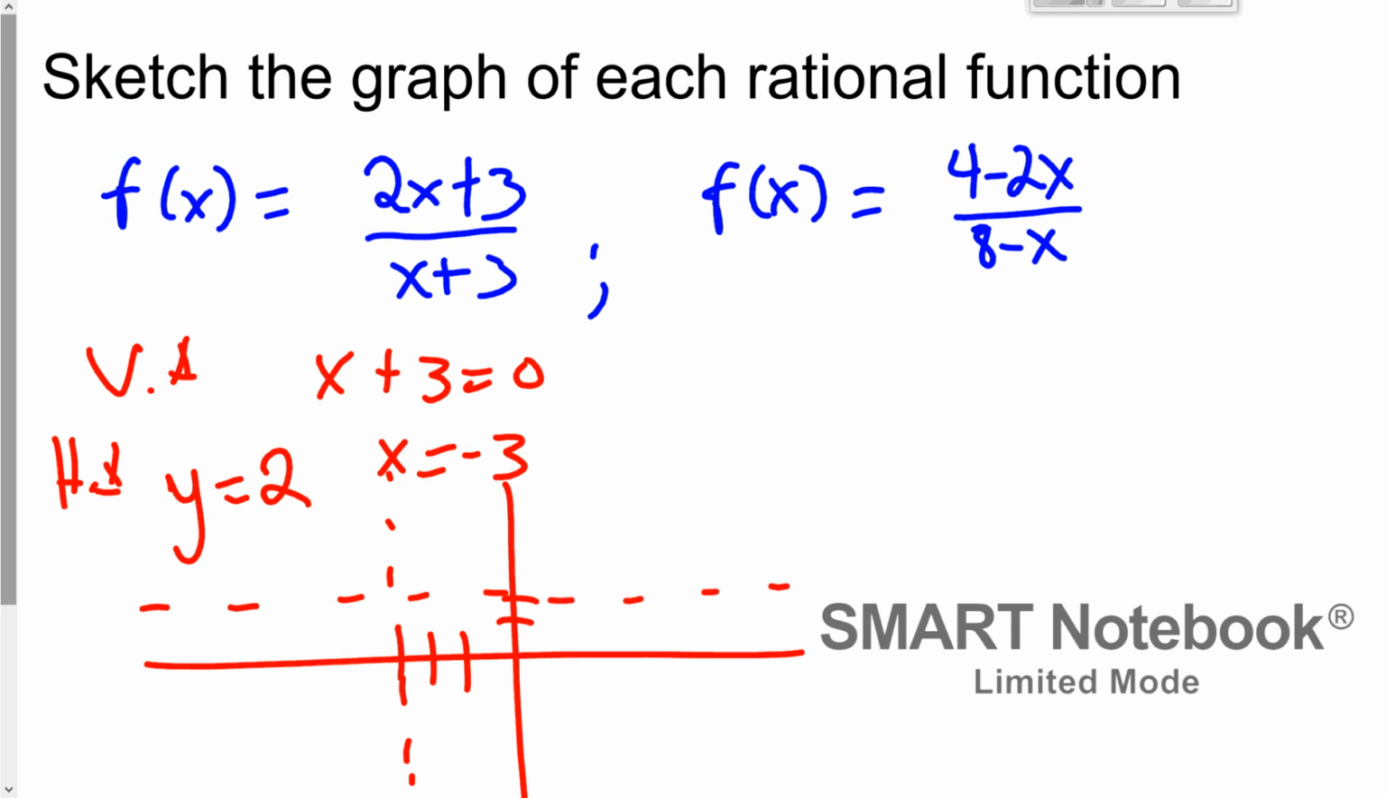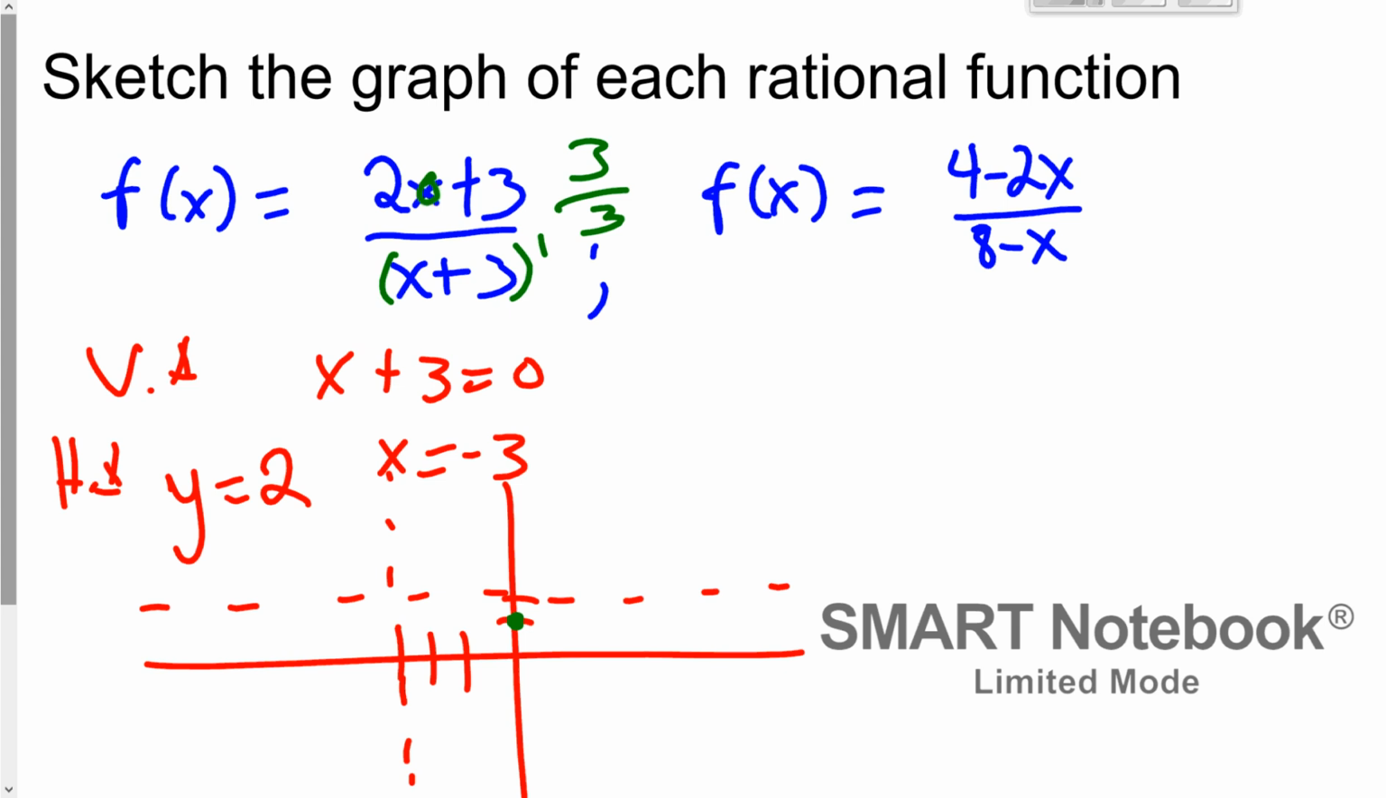Now I can graph some points to the left and to the right. Like I just talked about before, since this is a multiplicity of 1, that's a linear factor there, it's going to go up and then down, or down and then up. So I can plug in 0 and see what I get. 0 times 2 is 0, 0 plus 3 is 3, 0 plus 3 is 3, so I get 3 over 3, which is 1. So at 0, I'm up at 1. So I know I'm right there.